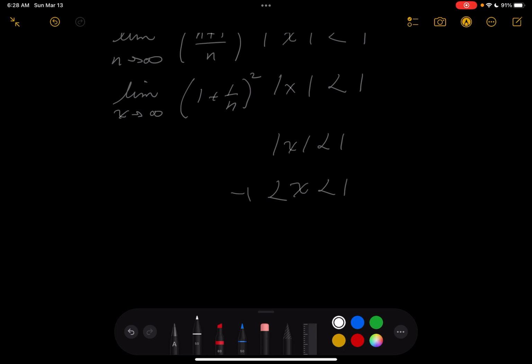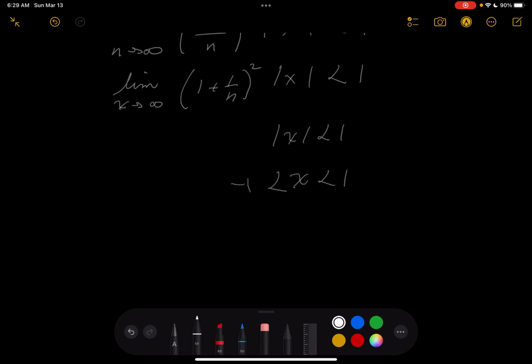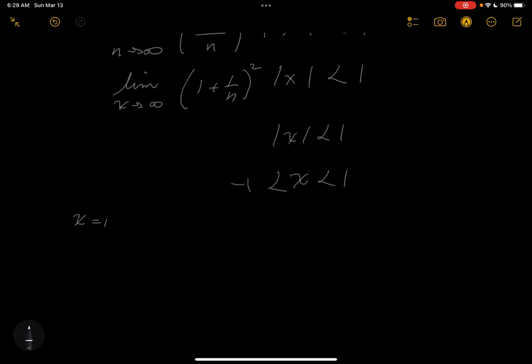Now, they want to know the interval. By the way, this is an interval, but I don't know if I should include 1, and I don't know if I should include minus 1. So what I need to do is go back to the original series and plug those values in and see what I see, all right? So let's say x equals 1. What's the series going to look like? Let's write this over here. It's going to be this over here.